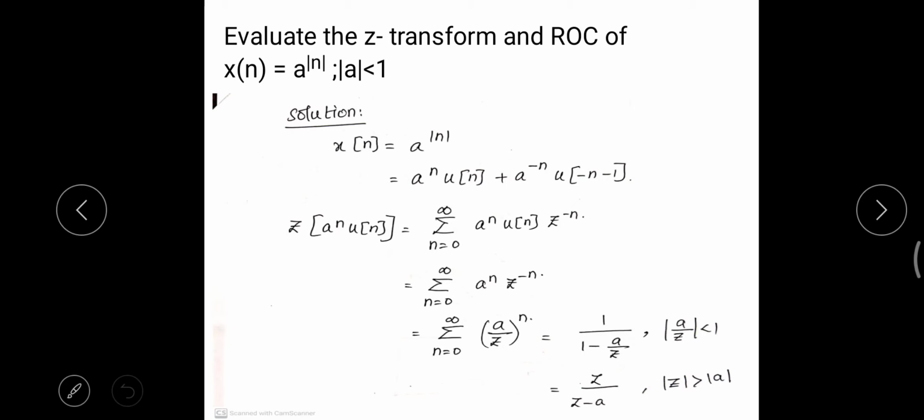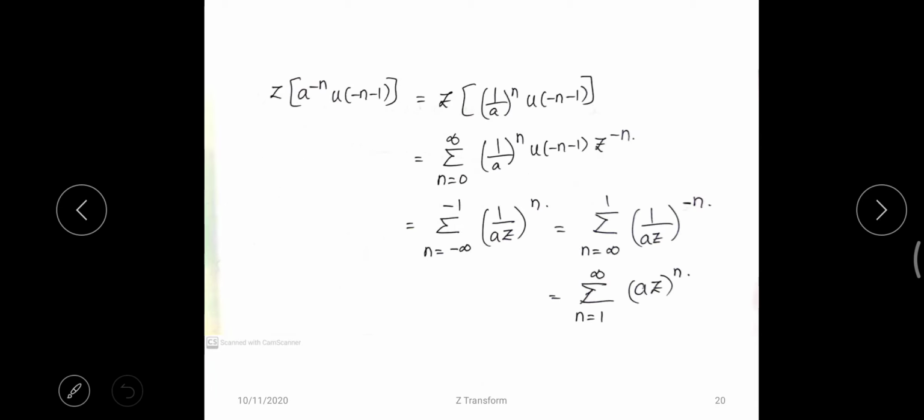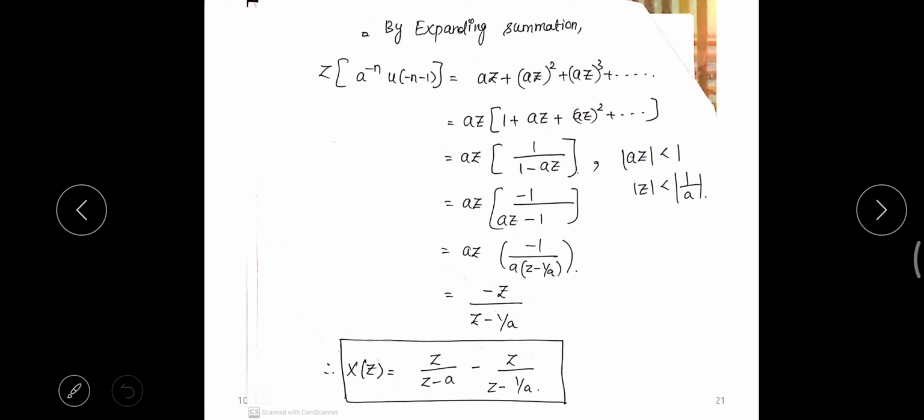Already we have discussed how to find the Z transform for a power n u of n, which is nothing but z by z minus a with ROC mod of z greater than mod a. Now we take a power minus n u of minus n minus 1, which is also z by z minus a with ROC mod z less than 1 by a. For the previous one it is mod z greater than a. So this is my final X of z.